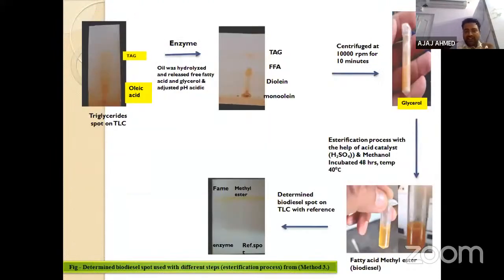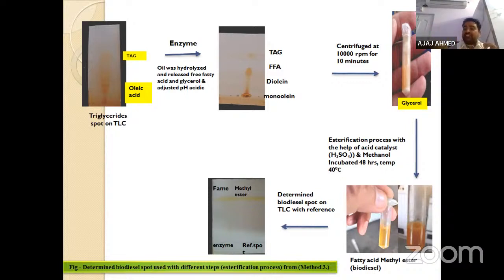And in the third method, first TLC shows the triglyceride spot, oleic acid and triglyceride. Second, oil was hydrolyzed with the help of Bacillus thuringiensis, because lipases have hydrolysis property. Free fatty acids and glycerol are released, the pH is adjusted to acidic, and the TAG, triacylglyceride, free fatty acids, diolein and monoolein are separated, and centrifuged at 10,000 RPM for 10 minutes. So this is the hydrolysis process.